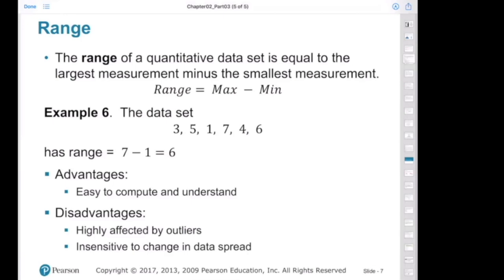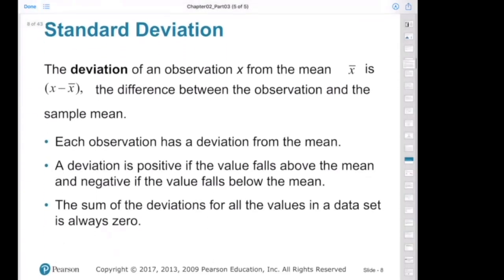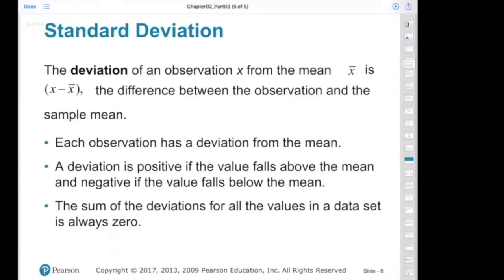The first one is that it's affected by outliers, because if you have an outlier, that means the variability will be so high. And also it's insensitive to changes in data spread. So as I said, I need another way to find the variability of the data, better than the range, because the range is based on just two numbers. I need to use all the information I have. I need to use all the data I have to measure the variability.